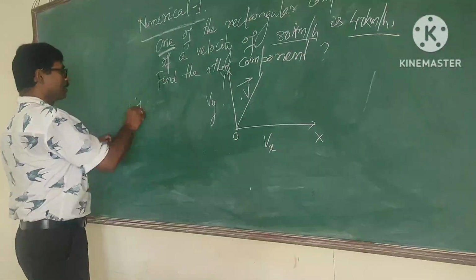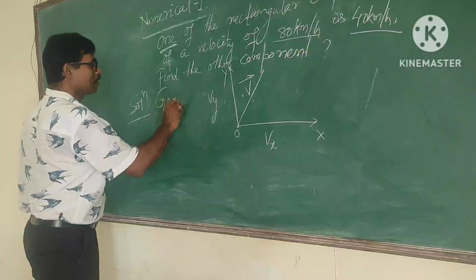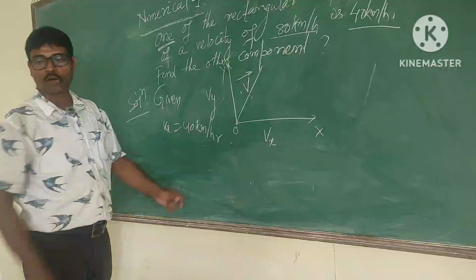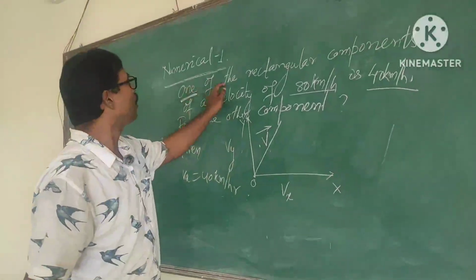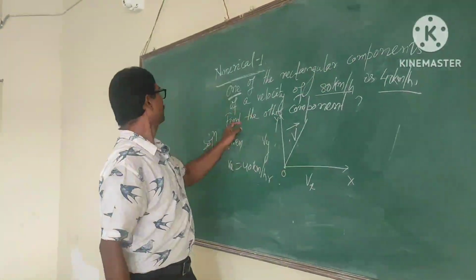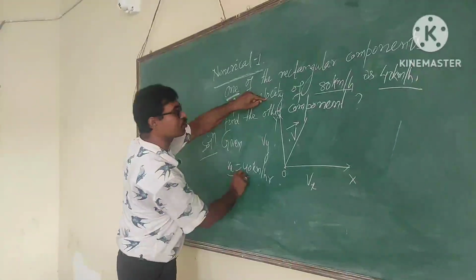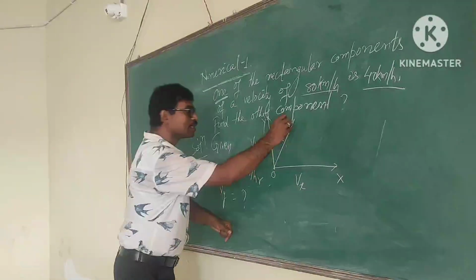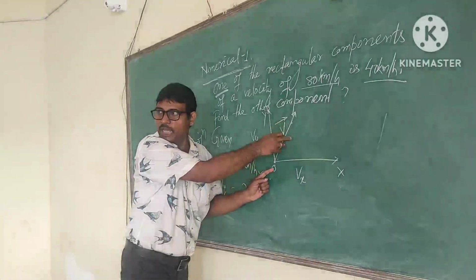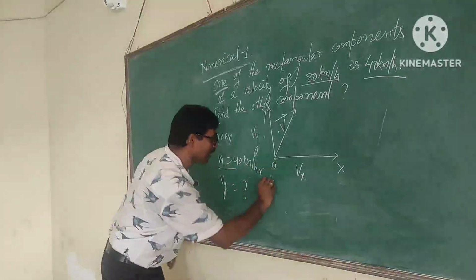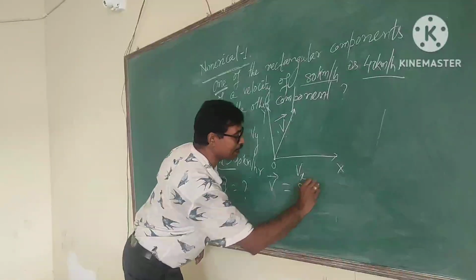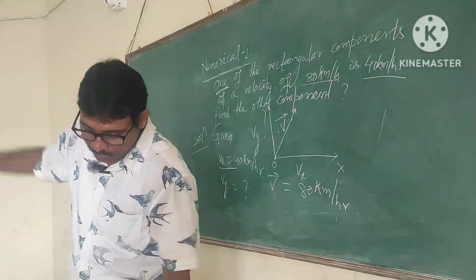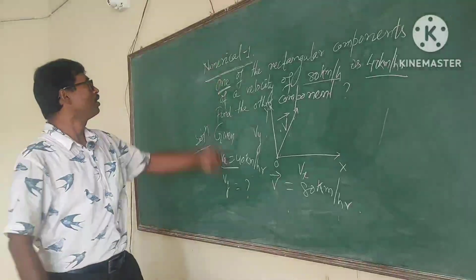So solution: given Vx is equal to 40 km per hour. Then what other thing is given? One of the rectangular components of a velocity, that means you got this one. Find the other component, that means you have to calculate this one. The resultant, the main vector, is also given: V is equal to 80 km per hour. This is given. Okay, anybody now clear? So how to solve?